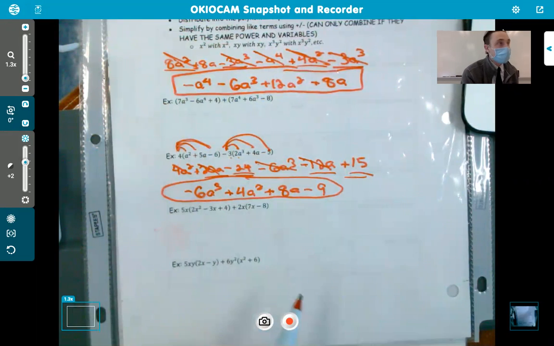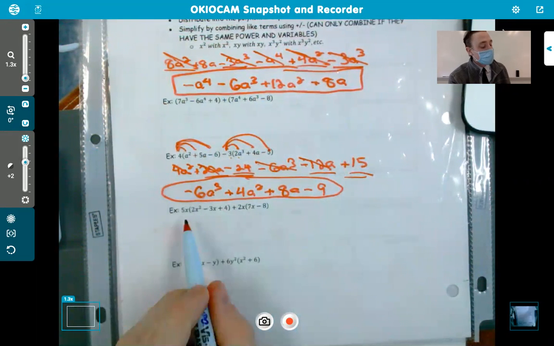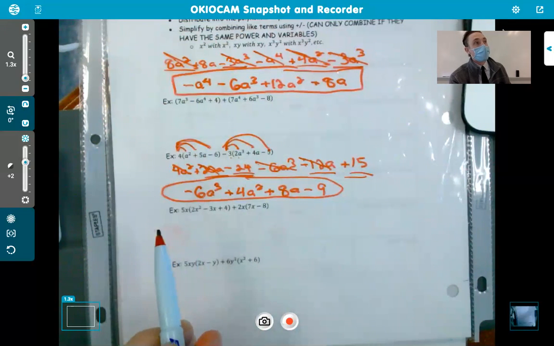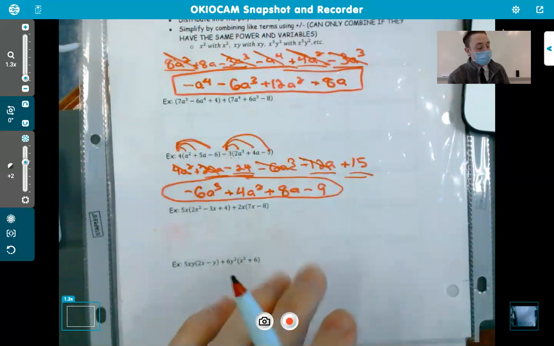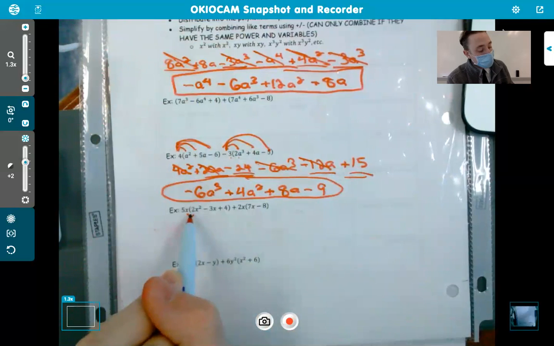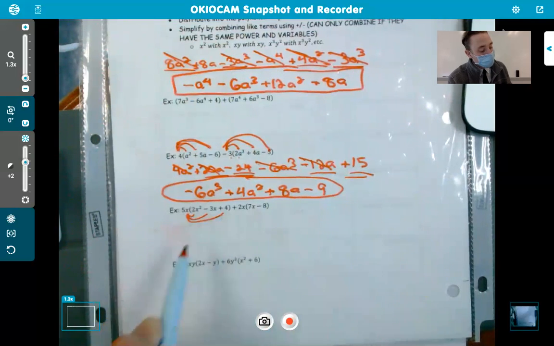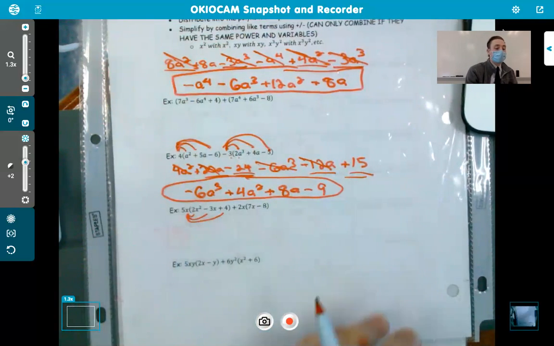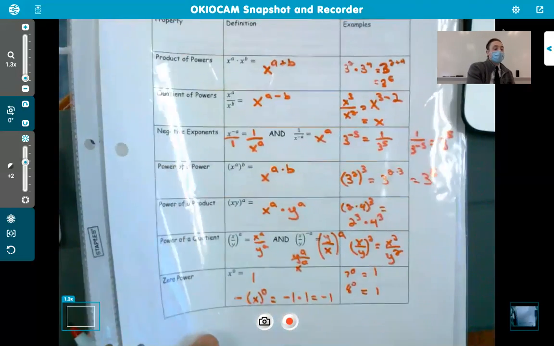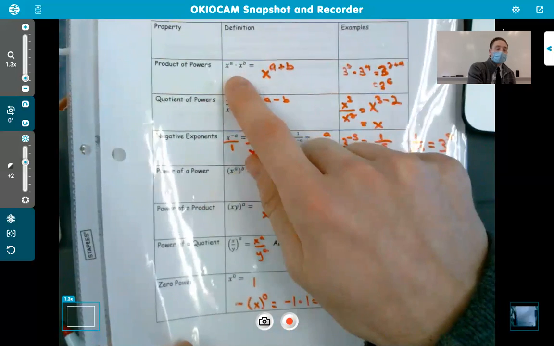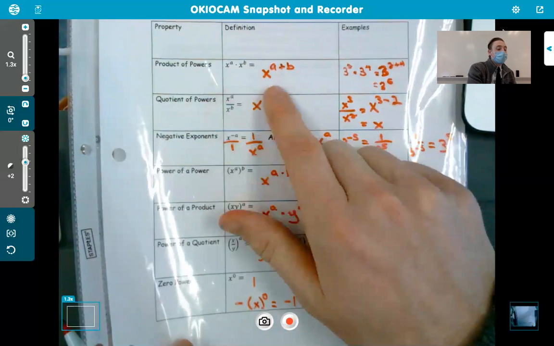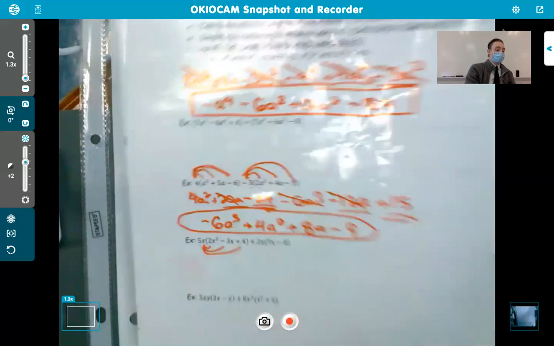Let's take a look at the next example. I'm going to distribute, but now instead of distributing a number, I'm distributing a number times a variable. It's all the same steps, right? It works the same way. I'll still distribute that 5x to each term. But now we have to remember some of the properties from before, right? If I'm multiplying and I have the same variable, I'm going to add the powers together.